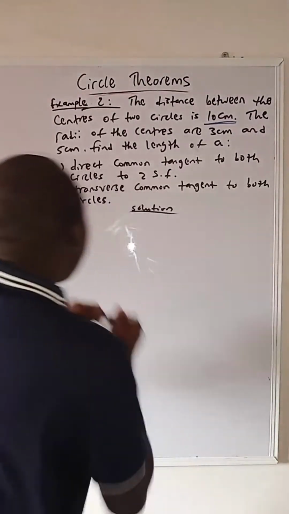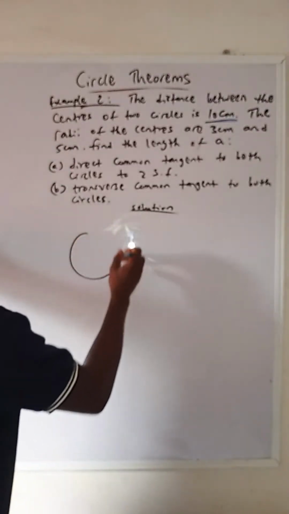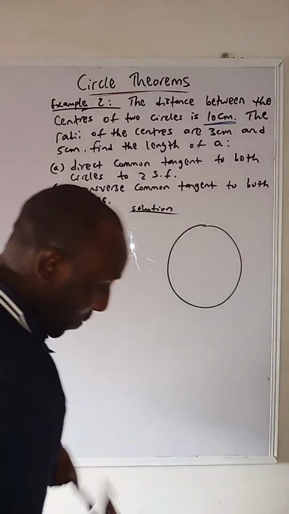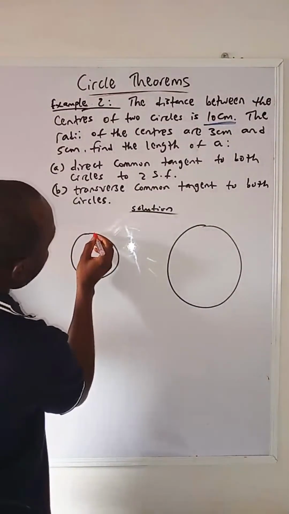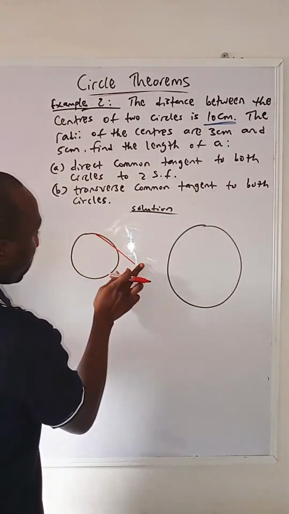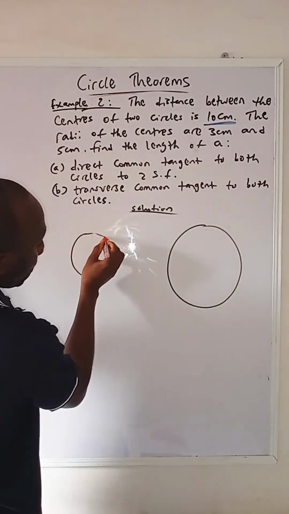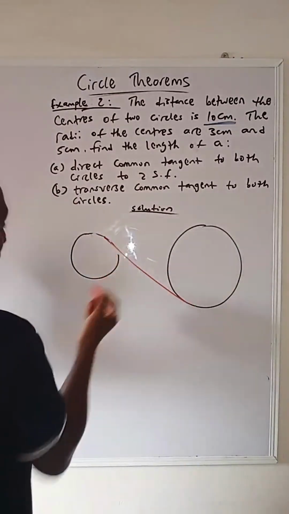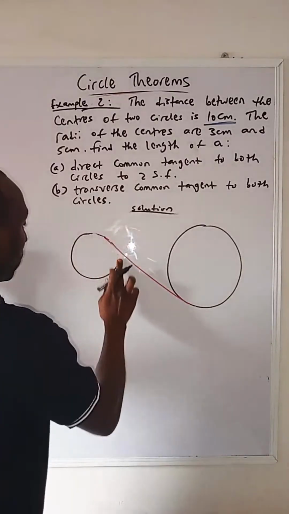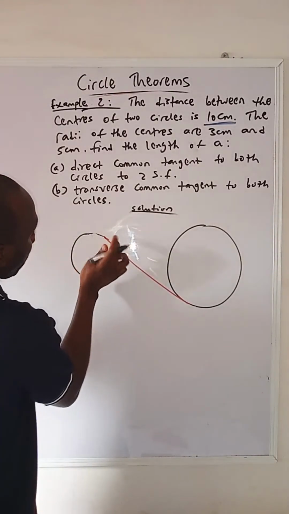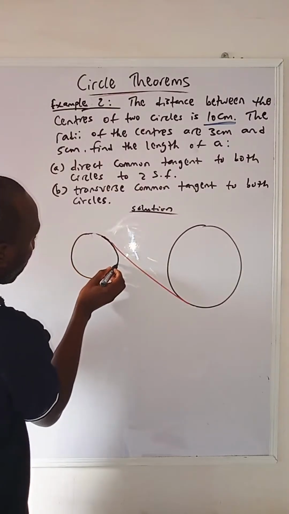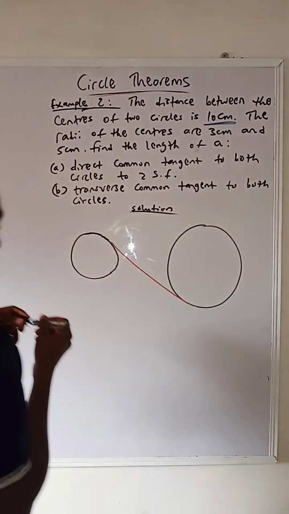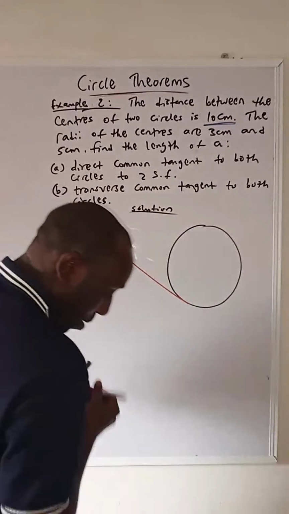So for the transverse, again, we have a smaller circle here and the bigger circle here, okay? For transverse, it's going to be from the top here to the base. You're going to go like this. Okay, good. So this is the transverse, as you can see, from here to the other side.